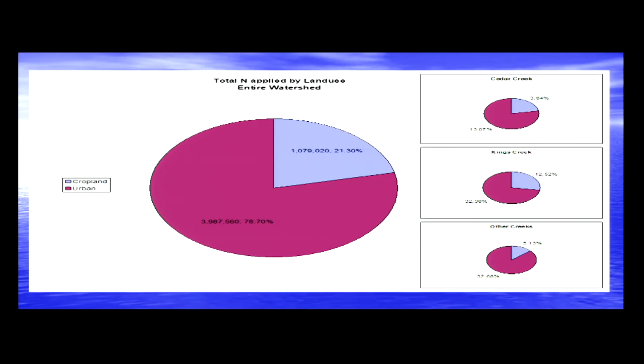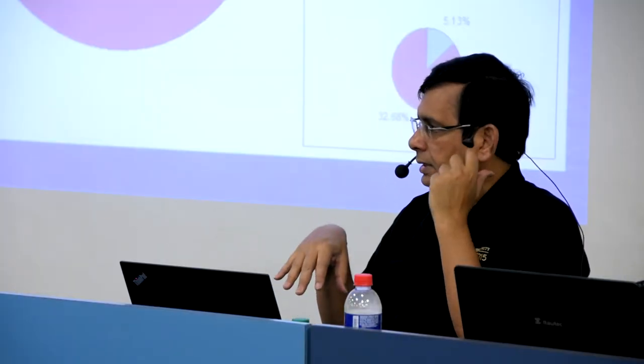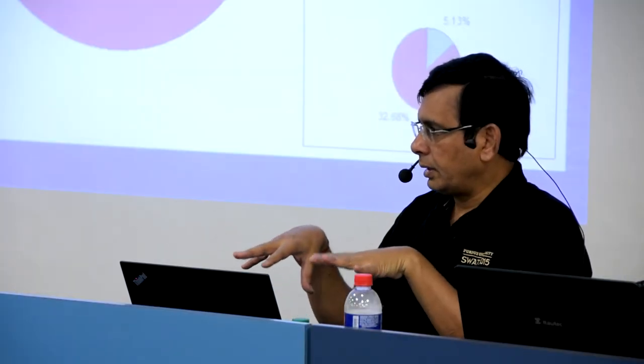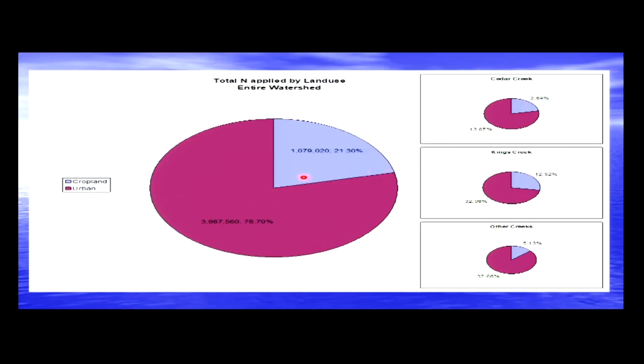Then, if you look at it here, how much is the cropland and how much is the urban in the entire watershed, in terms of nitrogen applied. I think it's wrong here. It should be the other way around. This should be the cropland. You're not going to apply much in urban. We do apply fertilizer in urban areas to keep the grass green. There is some amount of fertilizer application, but that's relatively small compared to agricultural land.